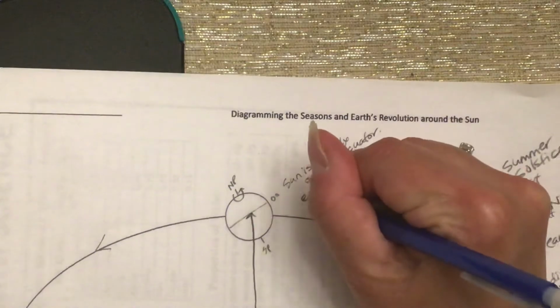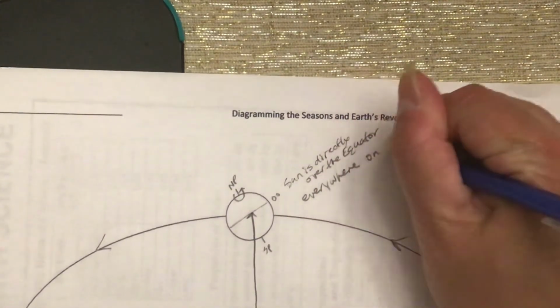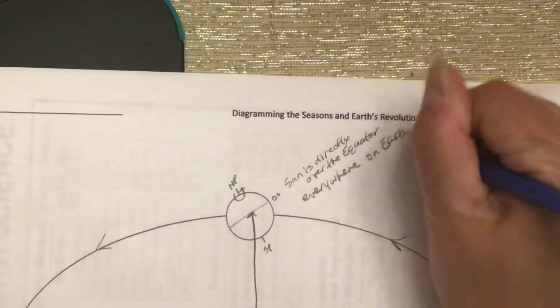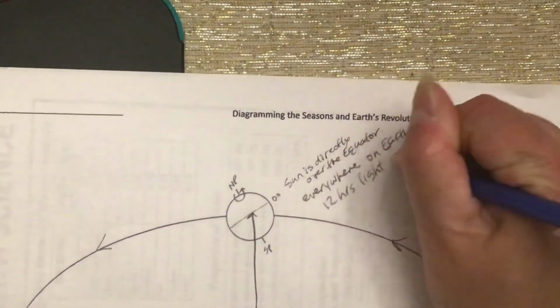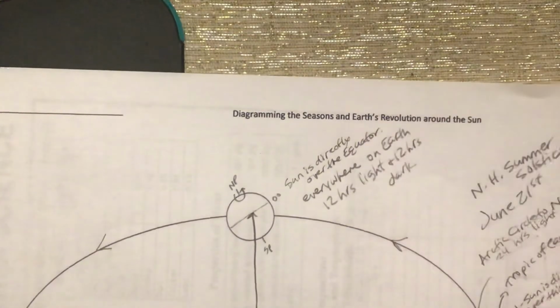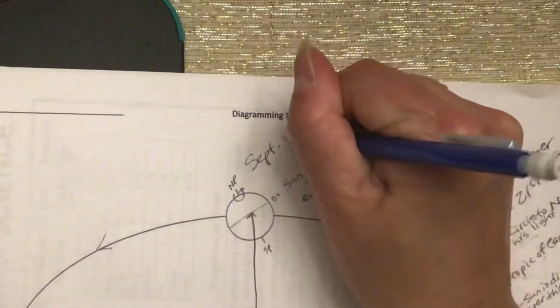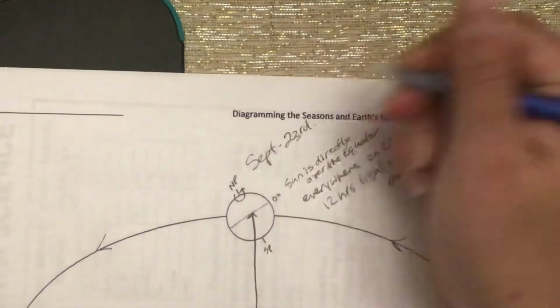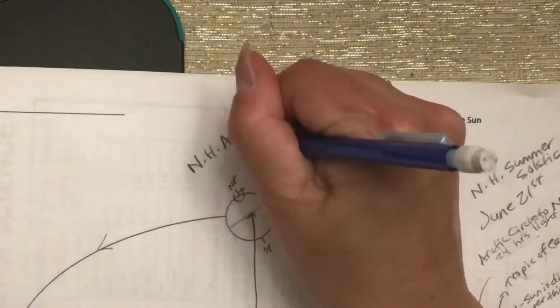Everywhere on Earth, how much light, how much dark? Everywhere on Earth, 12 hours light and 12 hours dark. Okay. What is the date of this? This is usually September 23rd. It is the first day of the Northern Hemisphere's autumn.